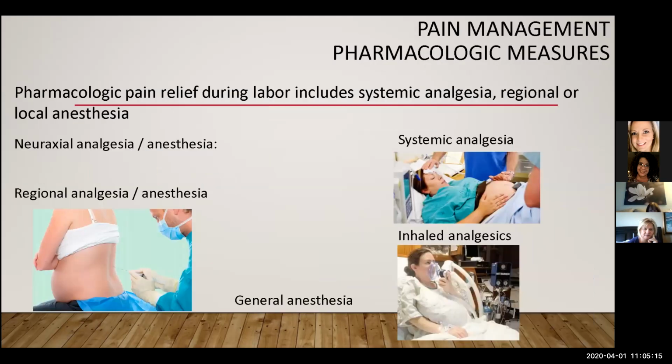So it's important to talk about the pharmacologic pain relief measures. Neuraxial analgesia and anesthesia is the administration of analgesics or opioids or anesthetics capable of producing a loss of sensation in an area of the body, either continuously or intermittently into the epidural or intrathecal space to relieve pain.